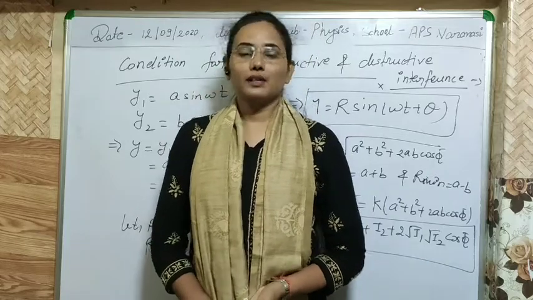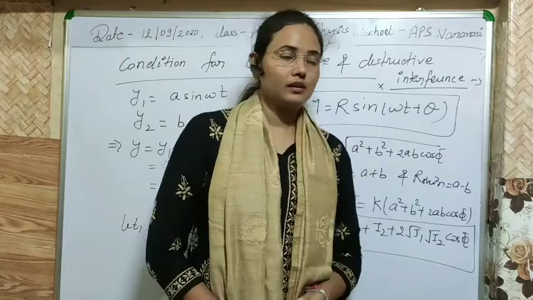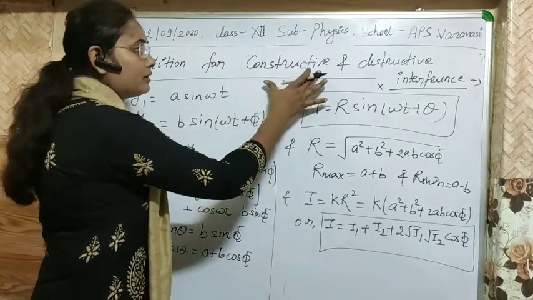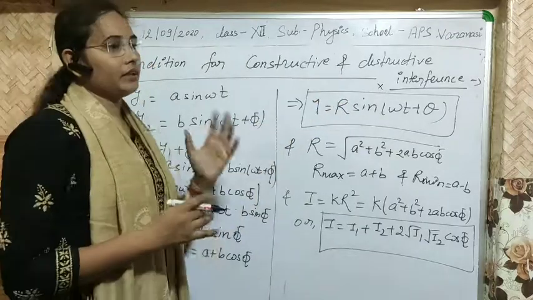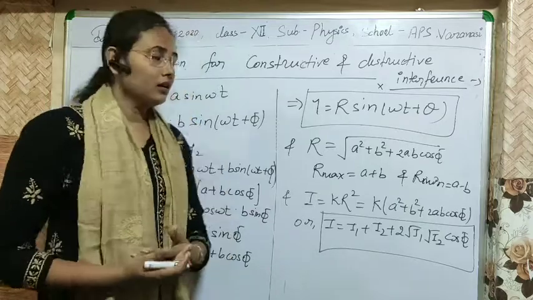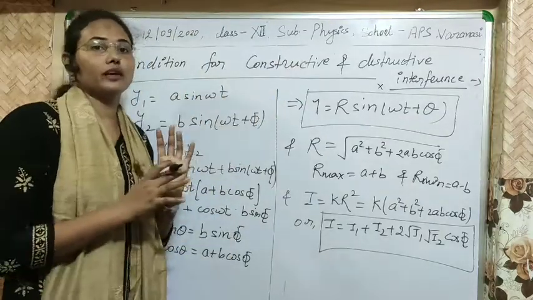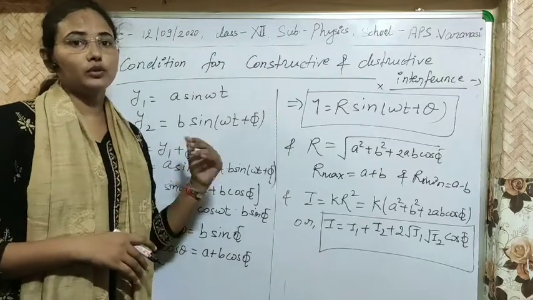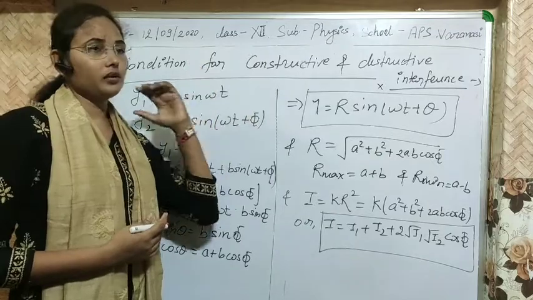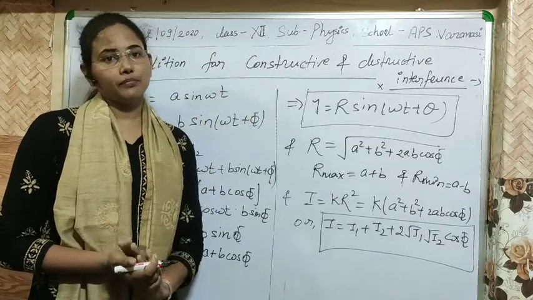Yesterday we talked about Young's experiment on coherent sources and interference. Now let's see the condition for constructive and destructive interference, or we can say the condition for getting maximum and minimum intensity. For that, as you know, for interference, coherent sources are a must. I've already told you the condition to get interference. If the sources are coherent, then definitely the frequency of the waves will be equal.